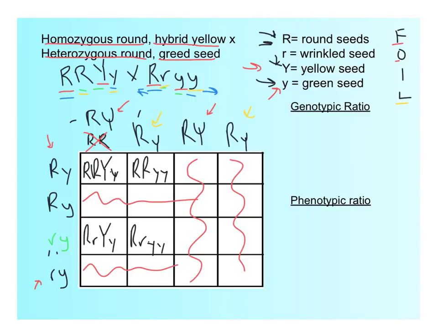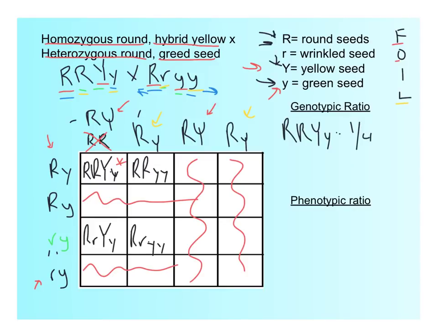Genotypic ratio. So let's see how many of these we got. That is big R, big Y, little Y. So how many big R, big Y, little Y do we got? I see one, and that's all I see. One out of four. One out of four have that genotype.